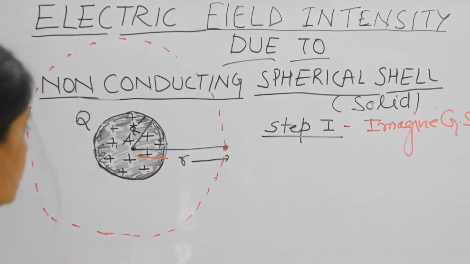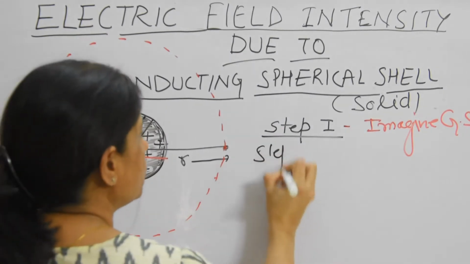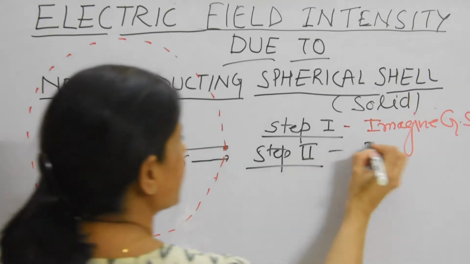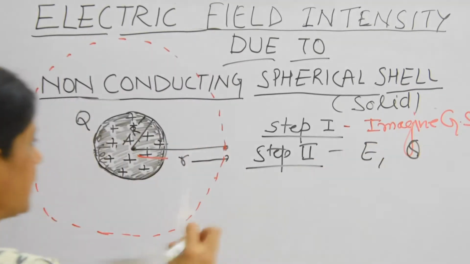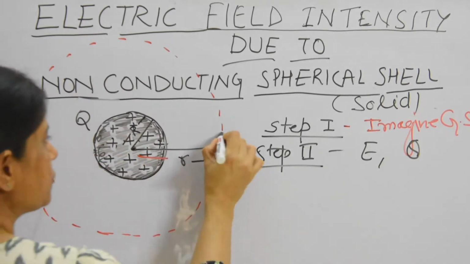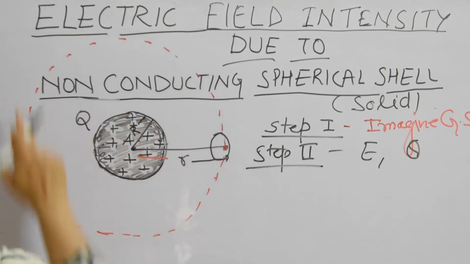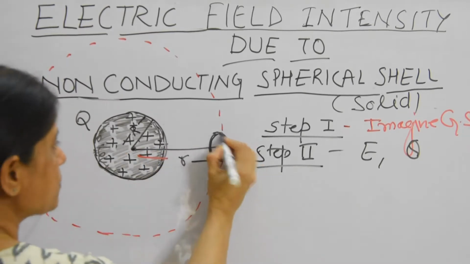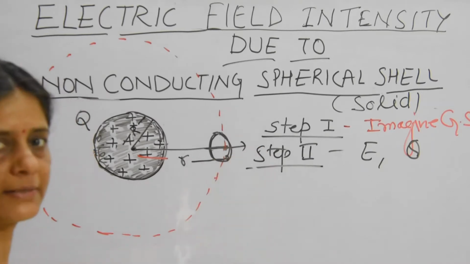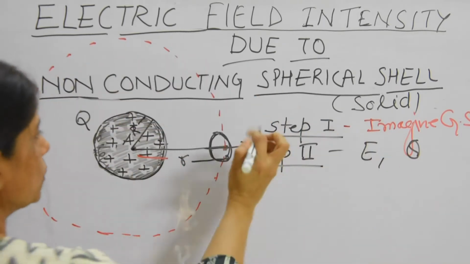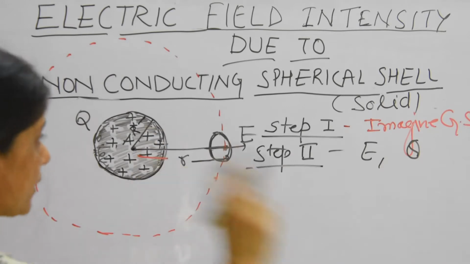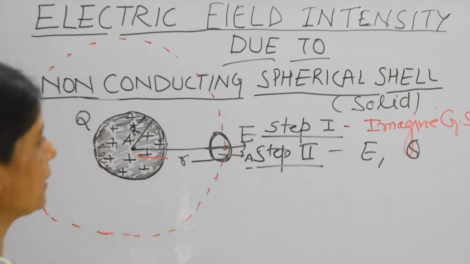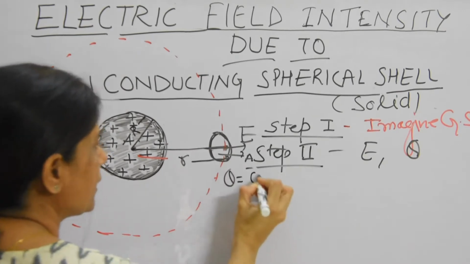Now step two is to see the symmetry of E and theta. Since all are positive charge, if you see this small surface on the Gaussian surface, the direction of electric field intensity would be radially outward. The direction of the area vector is outward, along the direction of electric field intensity. So theta is 0.